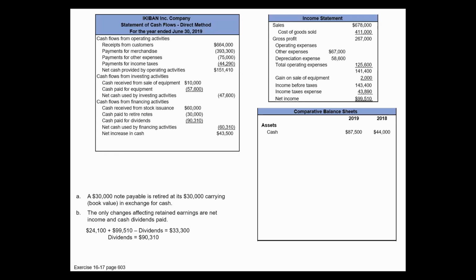And so the net increase in cash then is $43,500. We can add the cash balance back from 2018. That should give you what the cash balance is for 2019, because you're adding the increase to it. And that's one way you can check to make sure that your numbers are accurate.